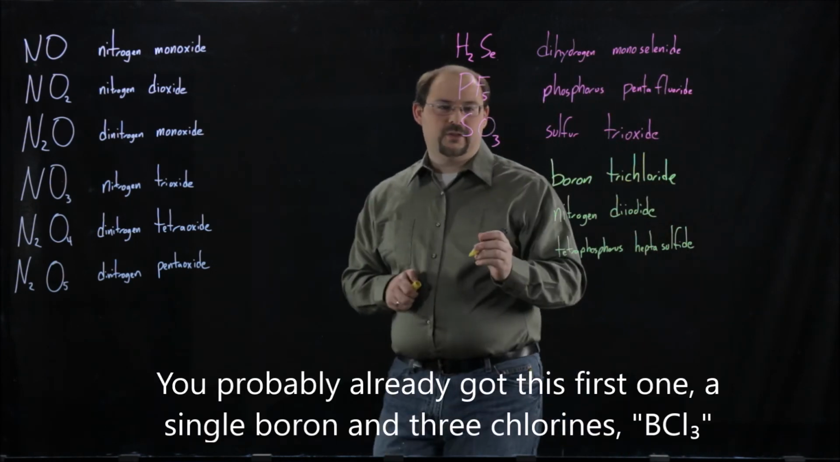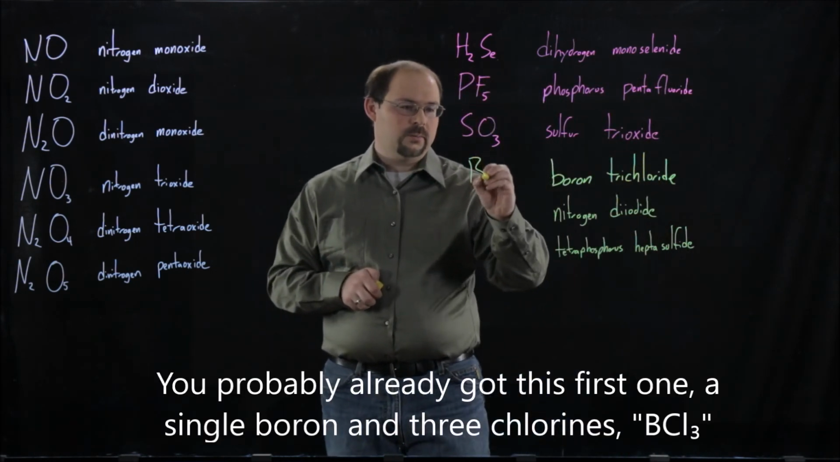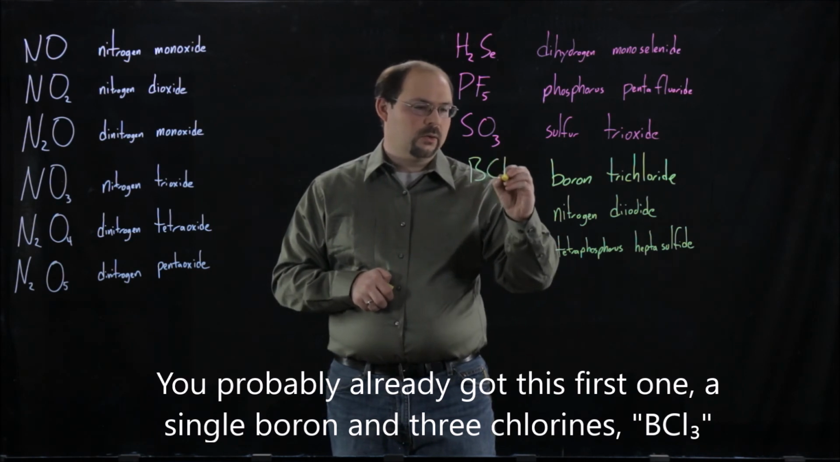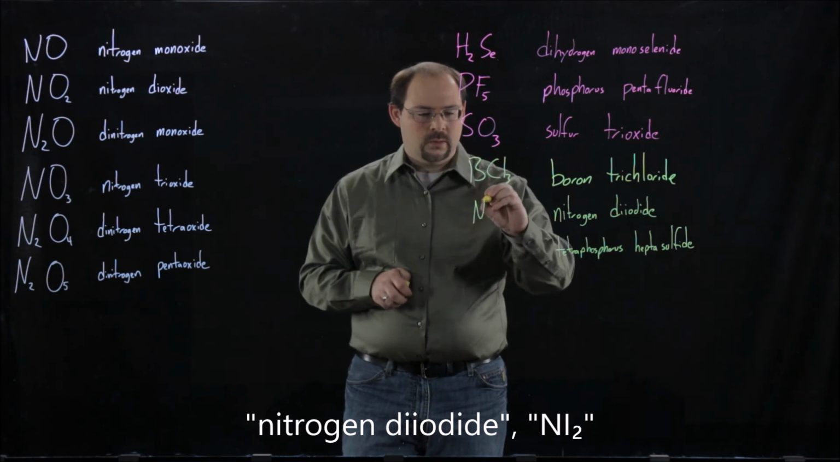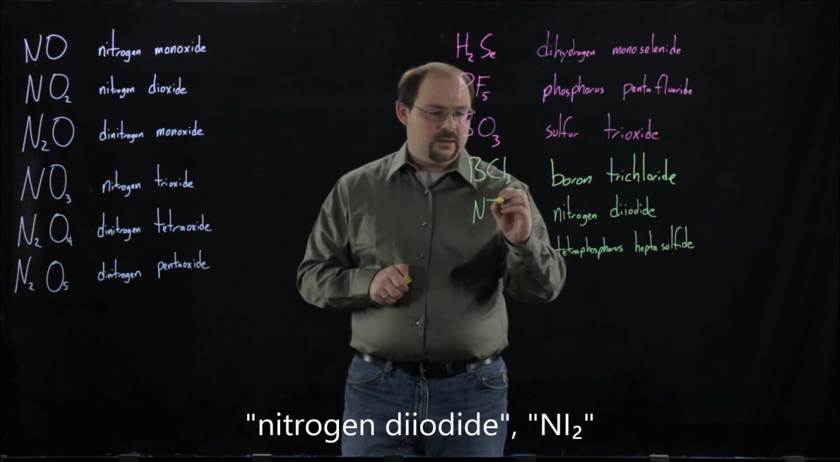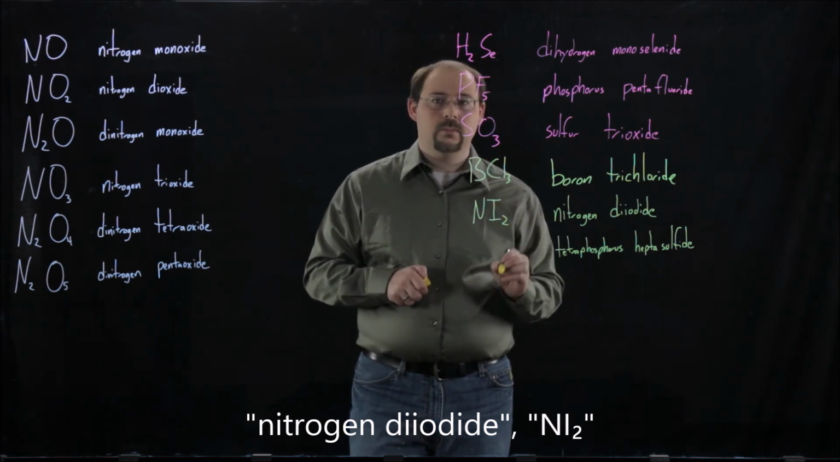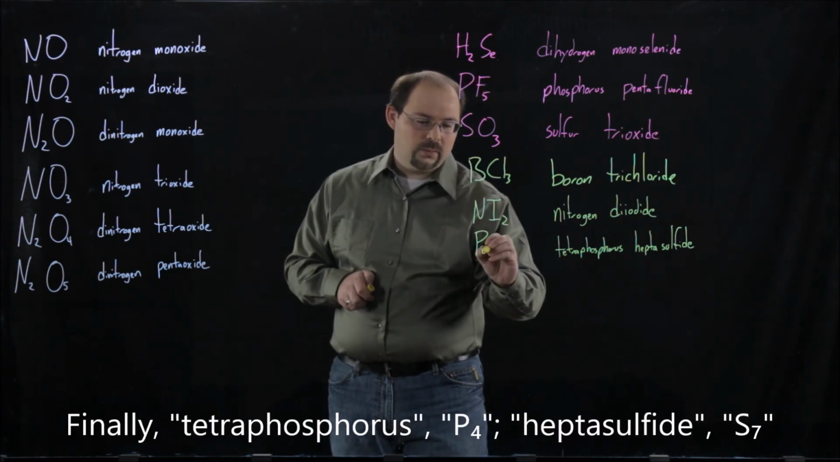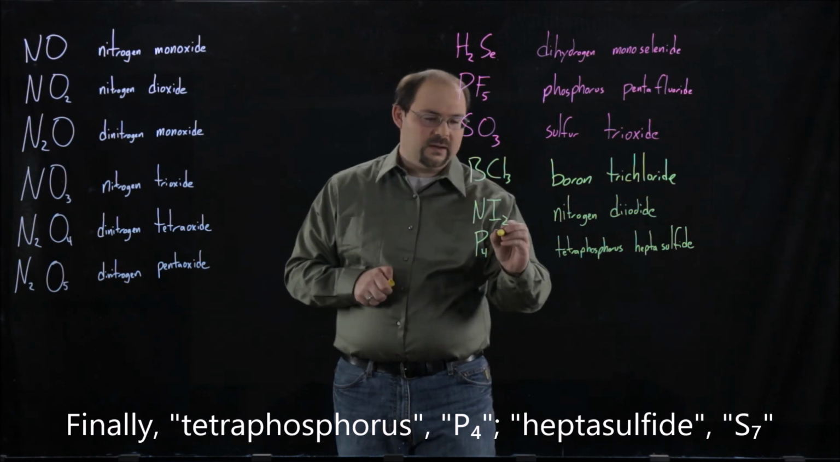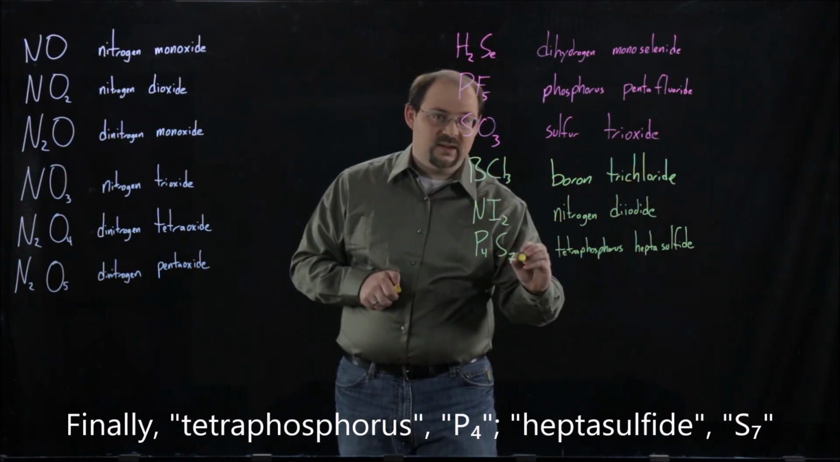You've probably already got this first one, a single boron, and 3 chlorines, BCl3. Nitrogen diiodide, NI2, and finally tetraphosphorus, P4, heptasulfide, S7.